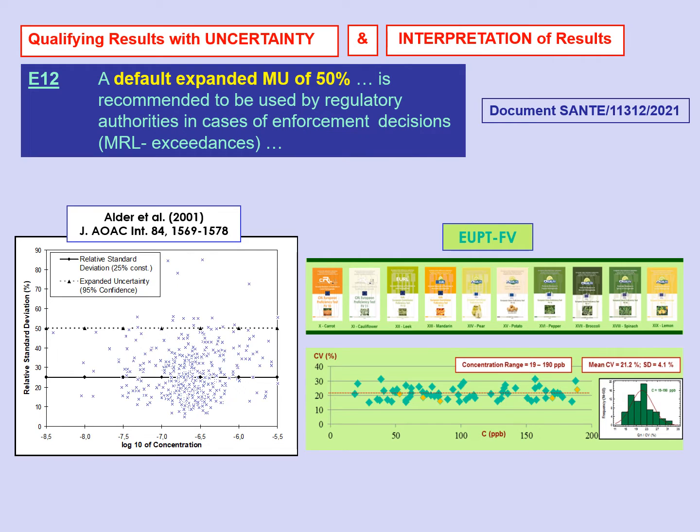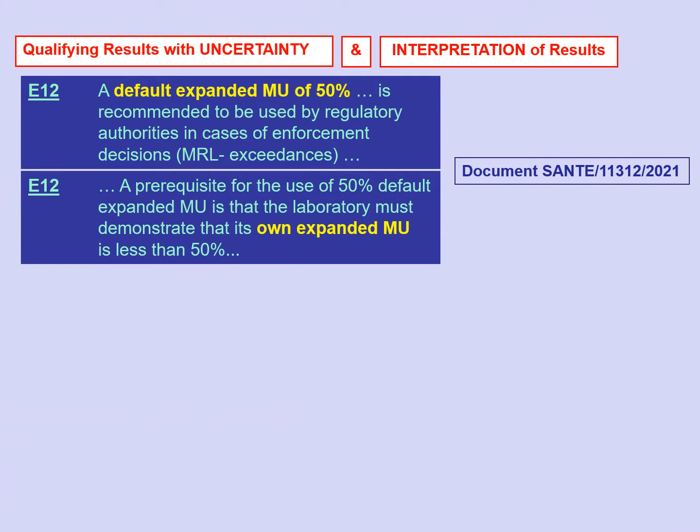This recommendation is supported by the findings published in 2001 by Lutz Alder et al. on the variance observed in proficiency tests conducted in Germany, Canada, and Australia, and by the results obtained in the proficiency tests organized for the last 20 years by the European Commission for analysis of pesticide residues in food. However, as also stated in paragraph E12, a prerequisite for the use of the default 50% expanded uncertainty is that the laboratory must demonstrate that its own relative expanded uncertainty is less than 50%.